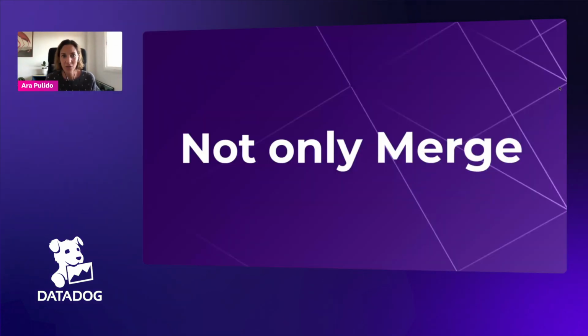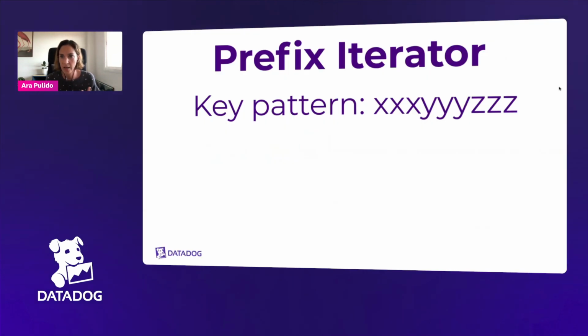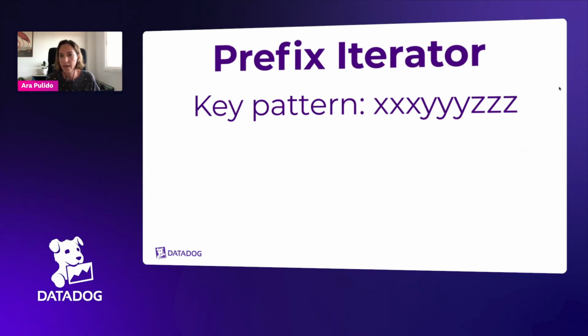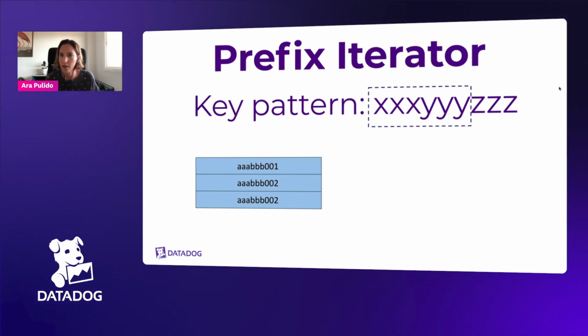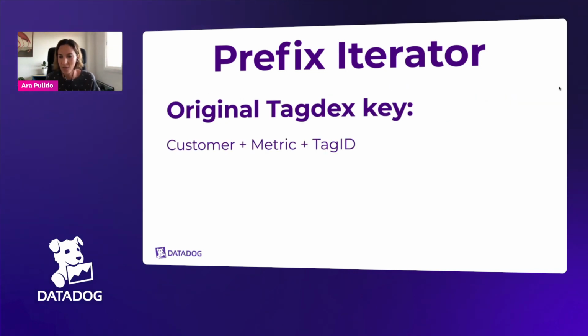But it's not only merge. Obviously that was a little bit the driver of moving to RocksDB, but there are other nice features like the Prefix Iterator, where if you have a key with a certain pattern in RocksDB, it's optimized to move around those prefixes of keys. And I think that feature is used by both SketchDB and TagDex. James, can you talk us through how you use it on TagDex?